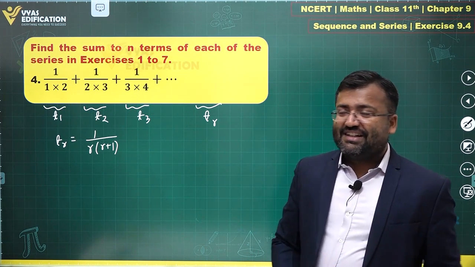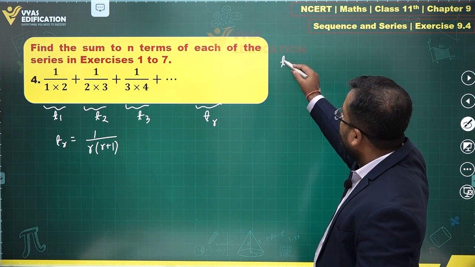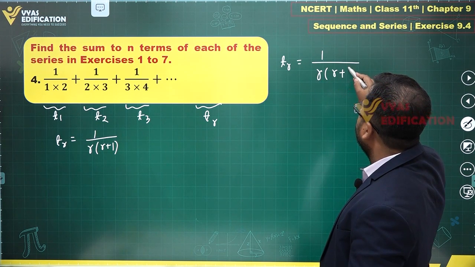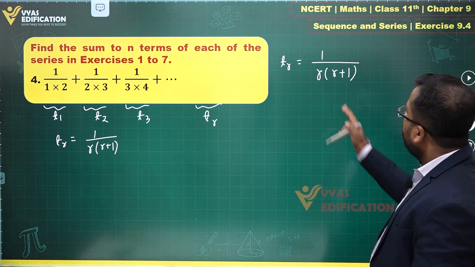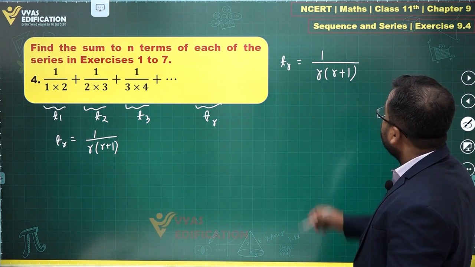How will we use it? How will we write it? T_r. If you have this r plus 1 over here, so you have consecutive terms over here, right? Consecutive terms.